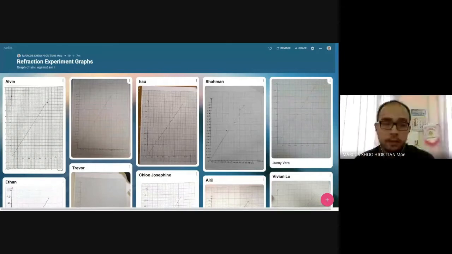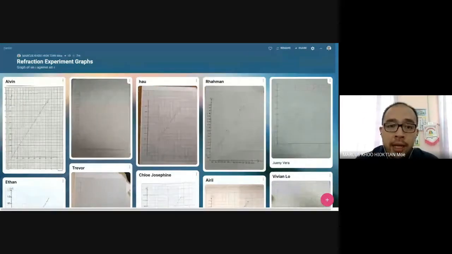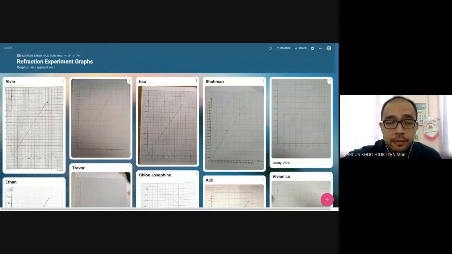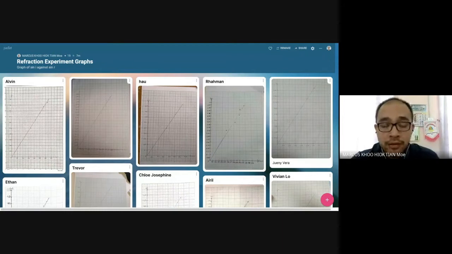So in our previous experiment, what we did was we measured the angle of the incident ray and the angle of the refracted ray, because it's the refraction experiment. And we find that every time the light moves from air to a more optically dense material, for example glass, the light ray will bend nearer towards the normal.